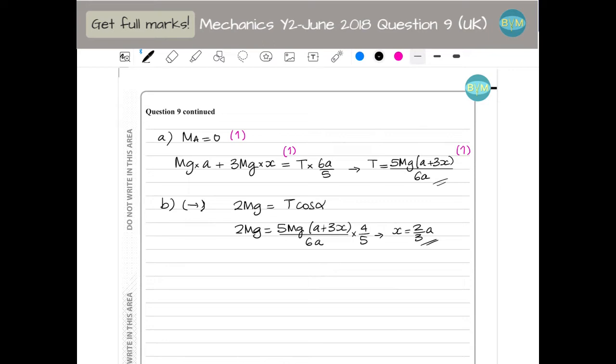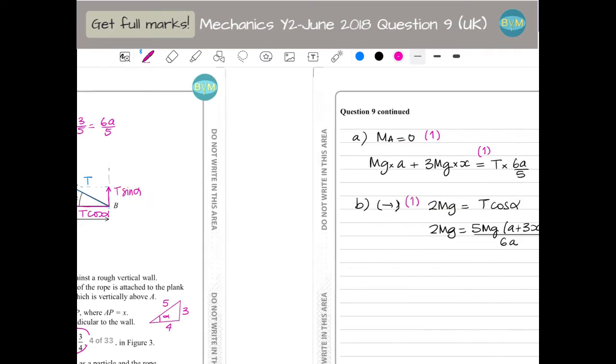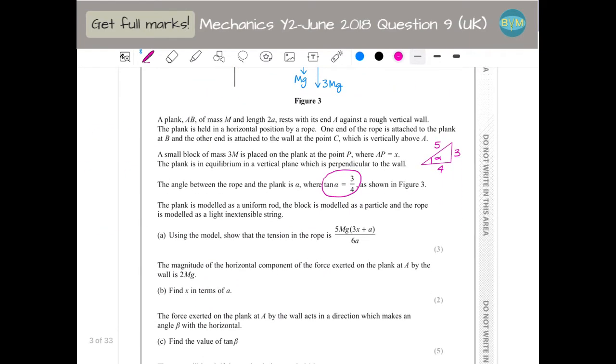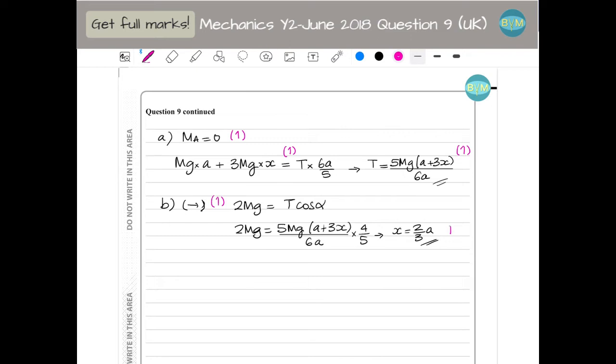So this one, you have 1 mark for the method, so for resolving horizontally. Let me see how many marks you have. 2 marks, and 1 for your final answer. So 2 marks.